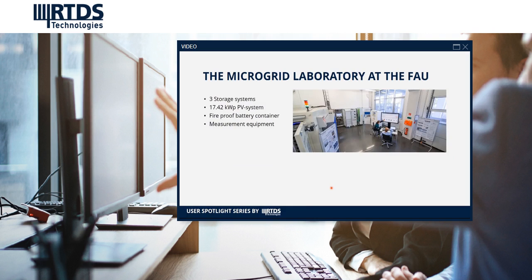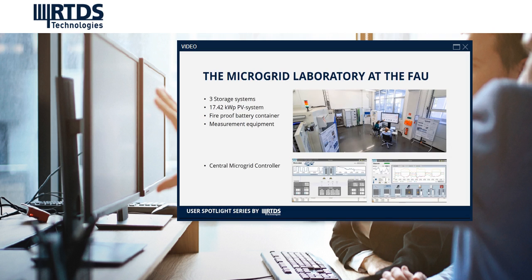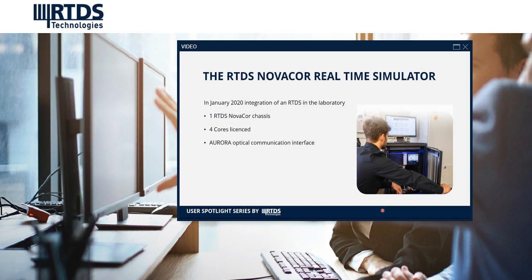As I already mentioned, the laboratory includes 3 different storage systems. A PV system of 142 kilowatt peak on the rooftop of the building, a fireproof container for the batteries, and the necessary measurement and IT equipment. The microgrid is controlled by a central microgrid controller that is based on a Siemens SICAM A8000. At the beginning of this year, we integrated a RTDS NovaCore real-time simulator into the laboratory. All in all, a comparably small system that contains just one chassis with 4 cores licensed.